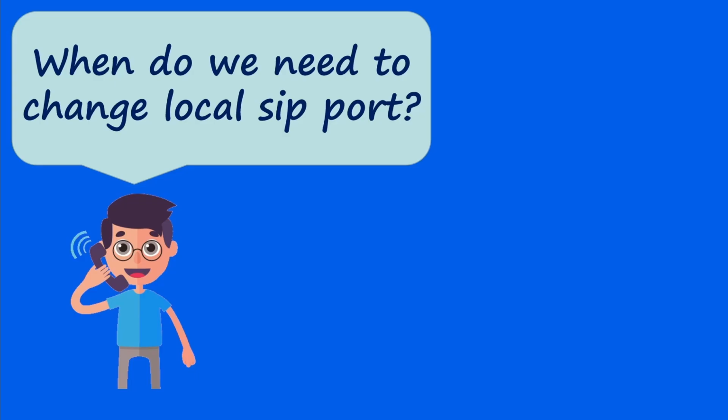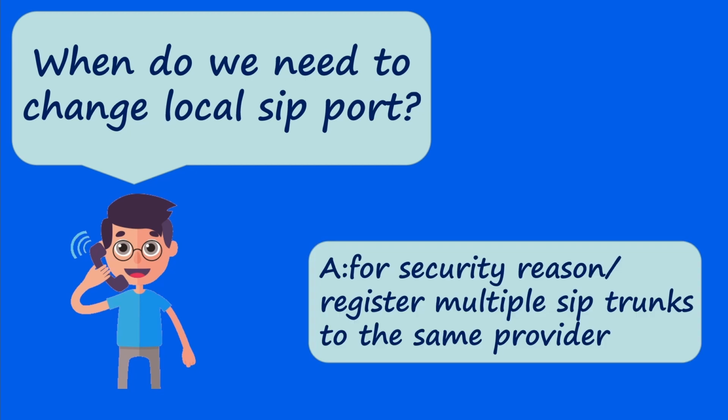Here is a little question. When do we need to change our local SIP port? There are two usage scenarios. First, we will change the default value for security reasons. I know that sounds a bit ambiguous, but the fact is that the default port is often attacked, which leads to a variety of problems. And there is another scenario. When we register multiple SIP trunks to the same provider, we should change the default value, which could help the provider to distinguish the SIP flow.